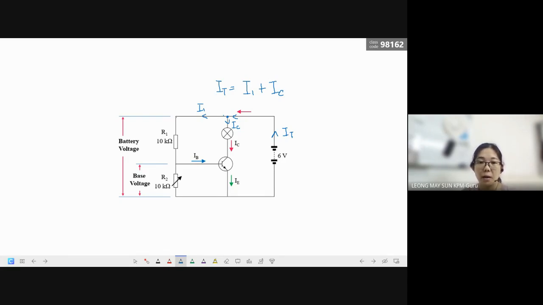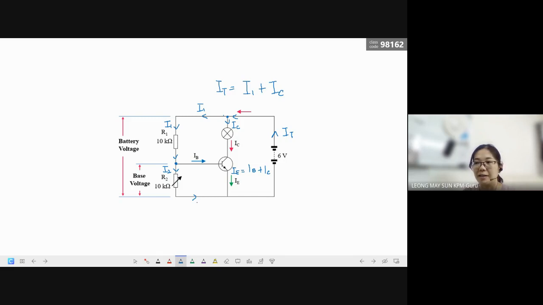Now, the current I1 passes through resistor R1. But when it comes to this position, there's another junction here. This junction splits into the base current, IB, and I2, the current passing through resistor R2. Then IB and IC come here and become the emitter current. The transistor is also acting as a junction, therefore IE equals IB plus IC. This is what was mentioned previously.